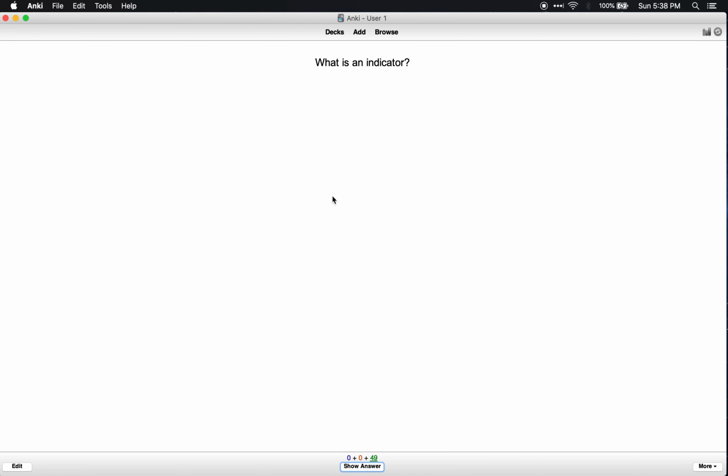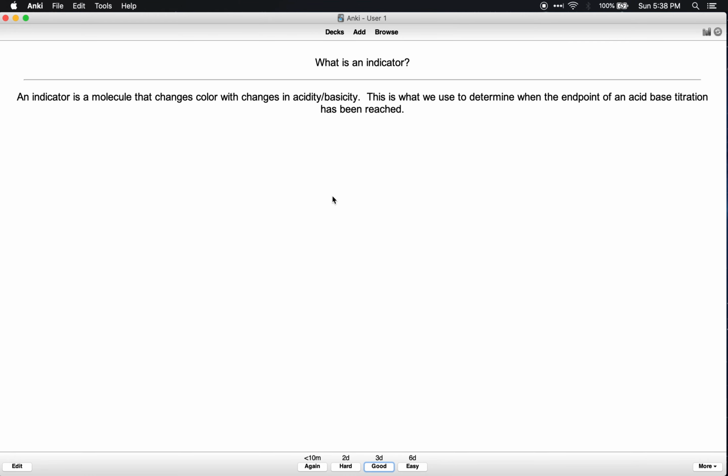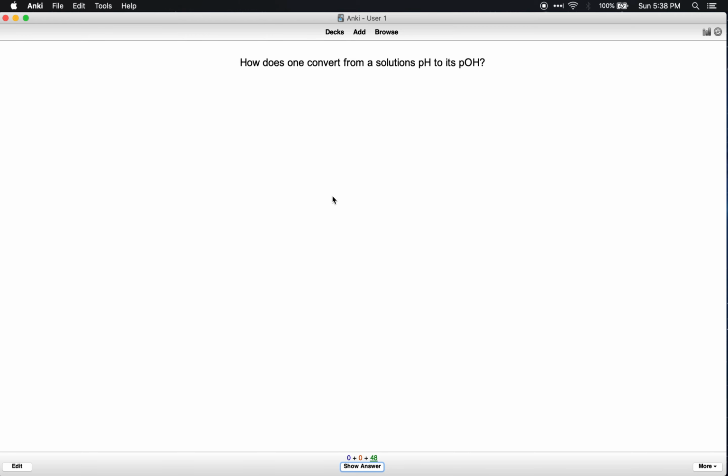Indicators are compounds that change color during a pH change, and they're used to indicate when a titration is completed. How does one convert pH to pOH? pH plus pOH equals 14.